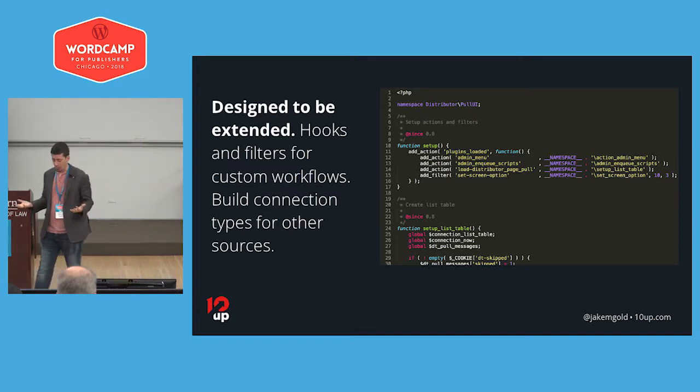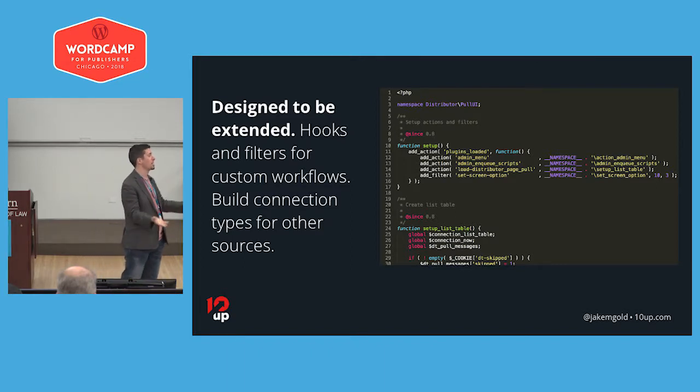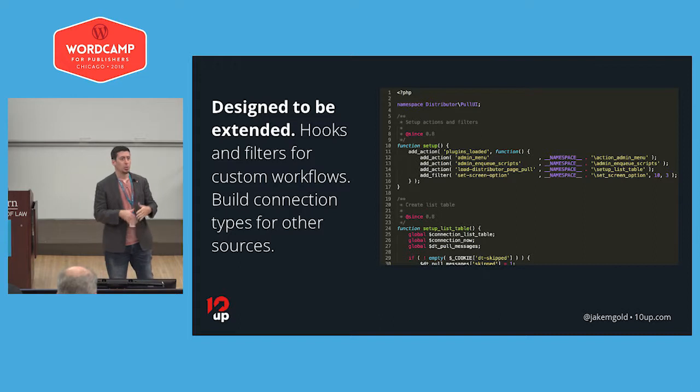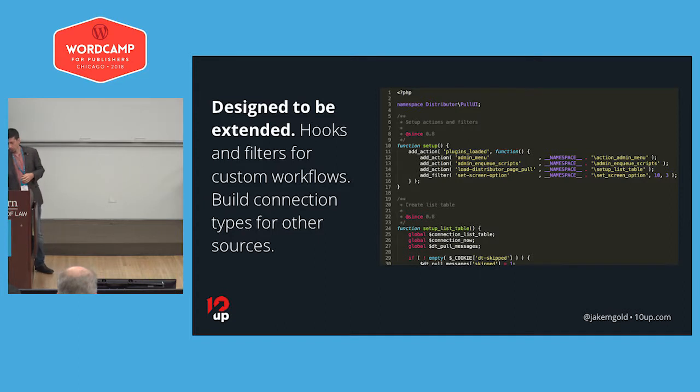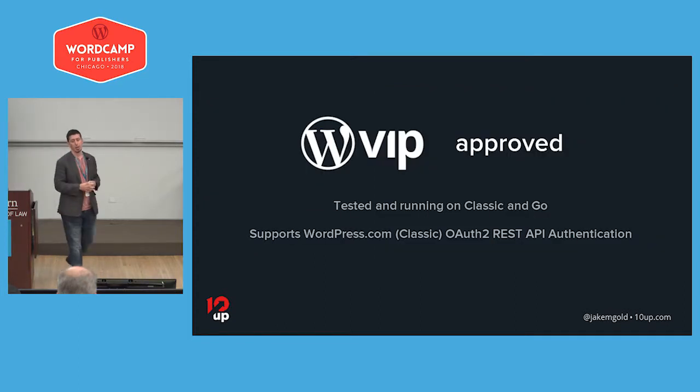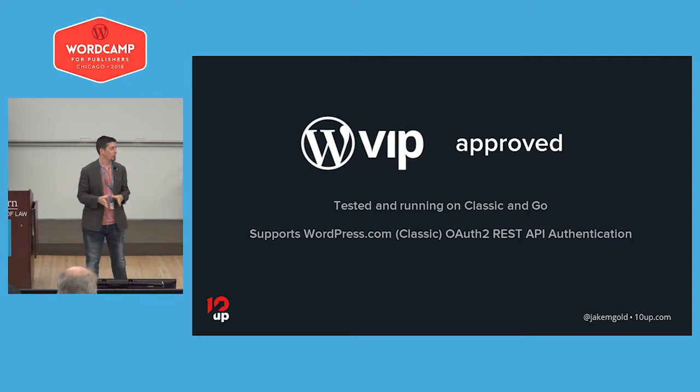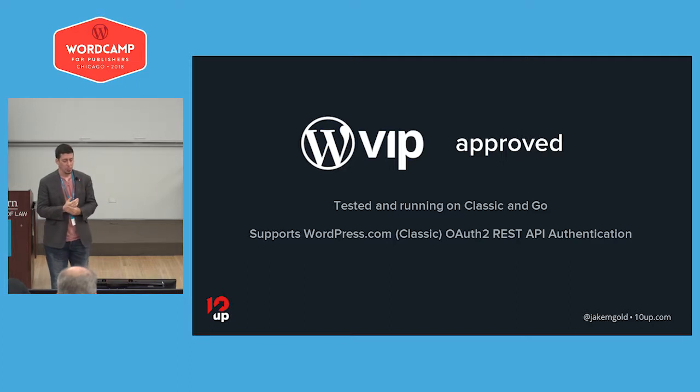One of the things we're excited about with Distributor, that we see as an opportunity for us, is that you can build connection types to other CMSs, to just AP feeds, to RSS feeds. So you can really extend this plugin and take advantage of its interface to interact with other CMSs or platforms, using it as a starting point. For those of you using the WordPress.com VIP platform, or for whom this means something to you, we've gone through a whole process of vetting it with them to work inside both the WordPress.com infrastructure and the newer infrastructure. It's running on several sites in that infrastructure and supports their OAuth mechanisms.